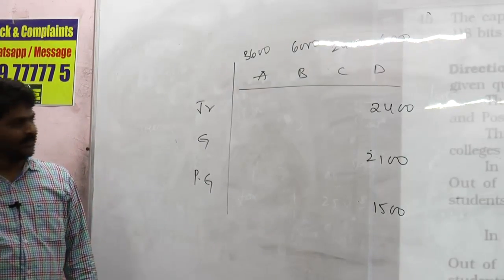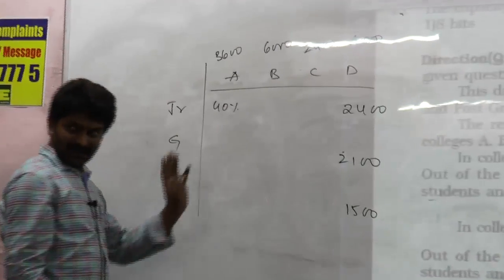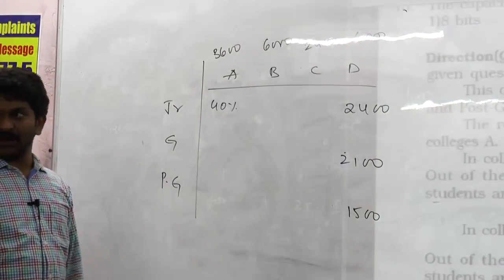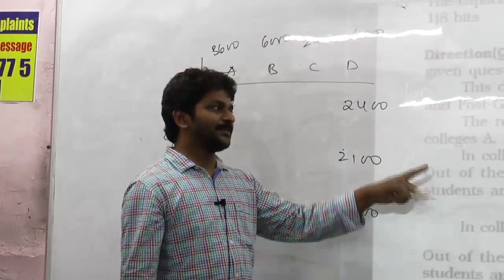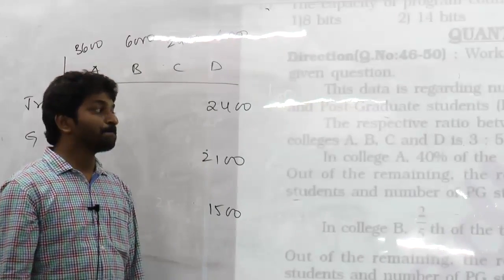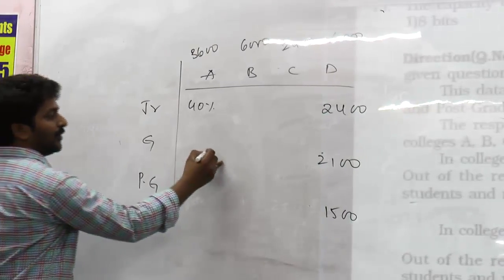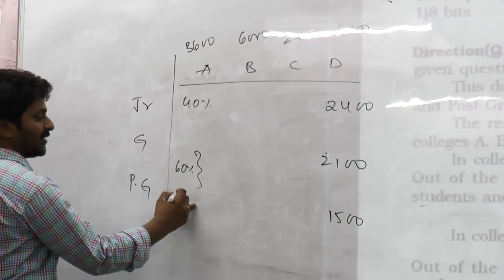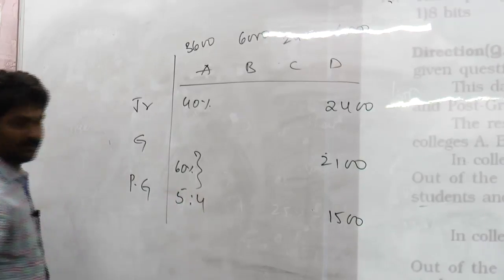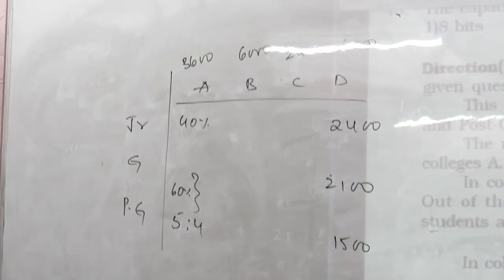Let's fill one by one. In college A, 40% of the students are from junior colleges, 40%. Don't go for conversion, let it be like this. Do it when it is required. Out of the remaining 60%, the respective ratio between graduates and postgraduates is 5:4. So out of 60%, you need to divide it in the ratio 5:4. Keep it like this. We will do it when it is required.